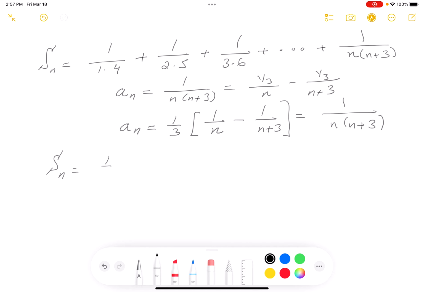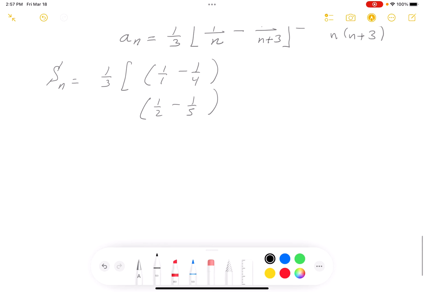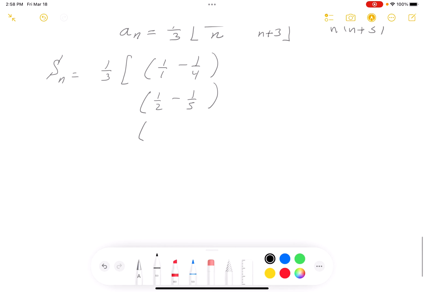So it's going to be 1/3. And I'm just going to write term by term down. And certainly, I'm starting at 1. So 1 over 1 minus 1 over 4. What's the next term going to be? Well, let's take 1 over 2 minus 1 over 5. I'm going to write this down a few more times, right? So 1 over 3 minus 1 over 6.